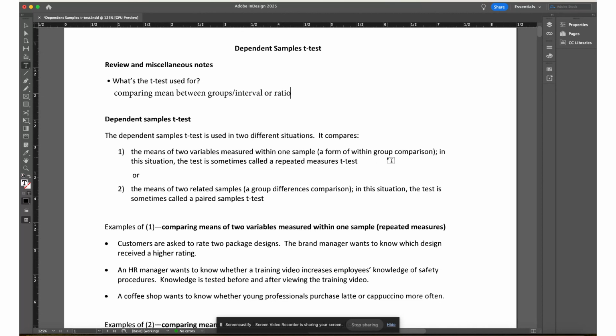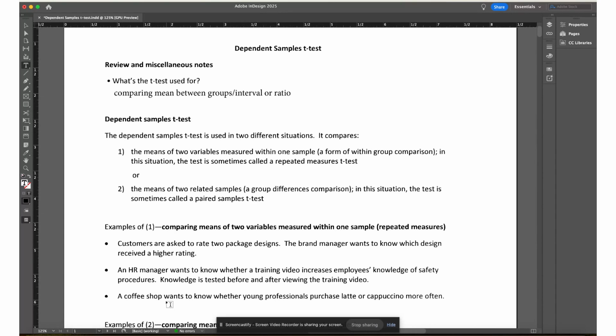First, let me get to the other type of dependent samples t-test. And this one would be for group differences type of research questions. It's also known as a paired samples t-test. And in this case, the means of two related samples are compared from two different groups that have some kind of relationship. And again, we'll talk about examples in a second. First, let's go back to the repeated measures t-test.